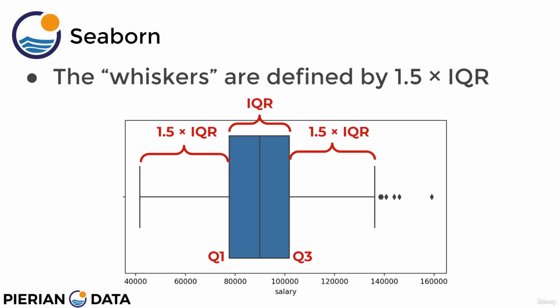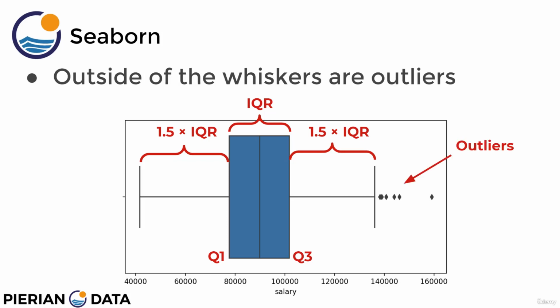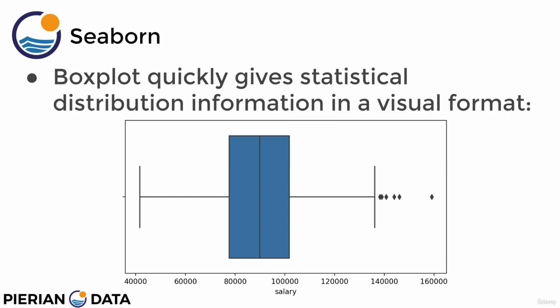The whiskers themselves are in general defined by 1.5 times IQR. So you have this interquartile range between the 25th percentile and the 75th percentile, and then by convention those whiskers are going to extend by 1.5 times the IQR. And then by convention we also define that anything outside of this 1.5 times the IQR range are going to be labeled as outliers. So the box plot can quickly give statistical distribution information in this visual format.